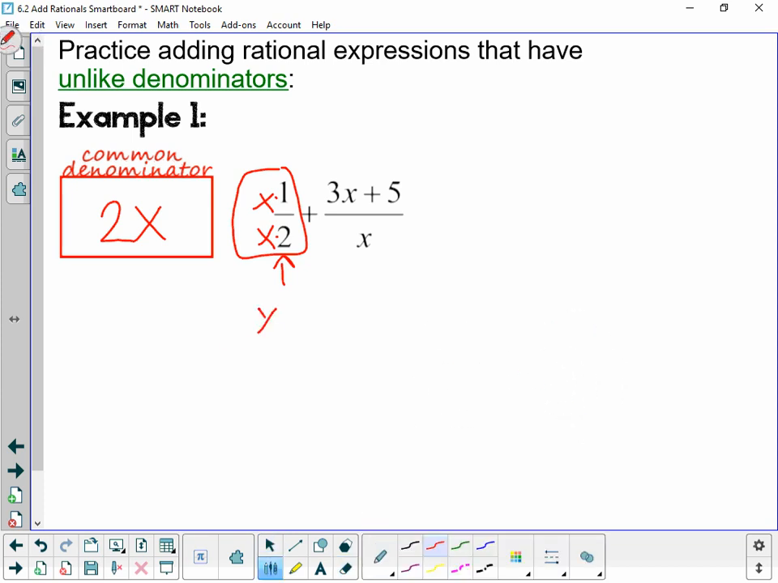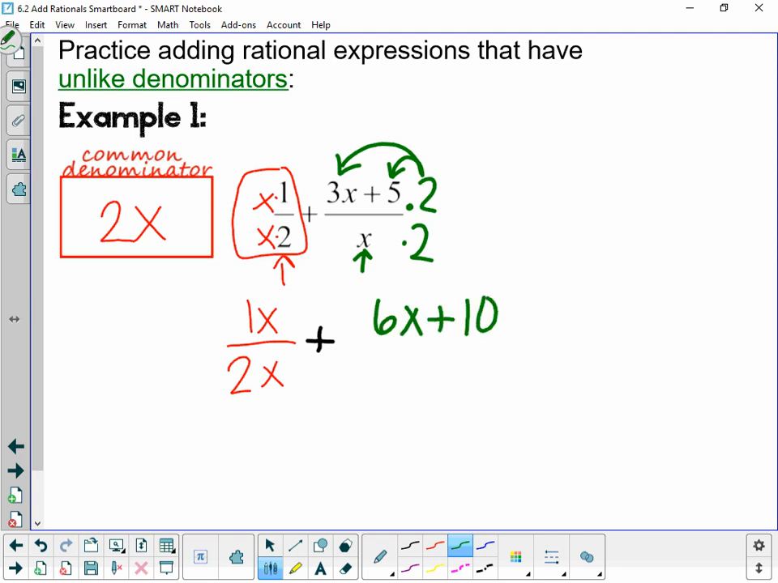So that first fraction is now an x over a 2x, or a 1x over a 2x if you like, to have that one there. Well, our second fraction, it already has the x. So we need to times this one by 2. Well, if I times this by 2, I have to make sure both parts of that numerator get multiplied by 2. So it's going to be a 6x plus 10. And now it has a denominator of 2x.